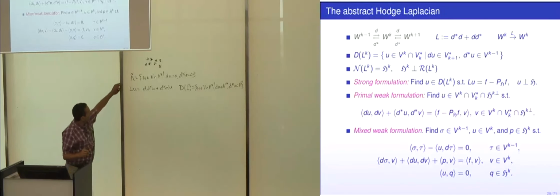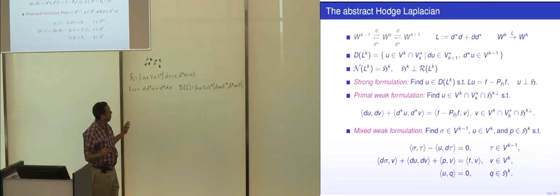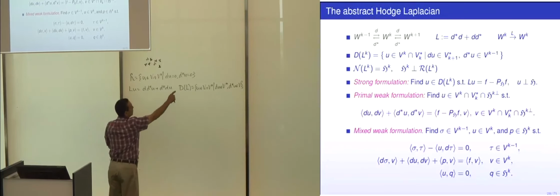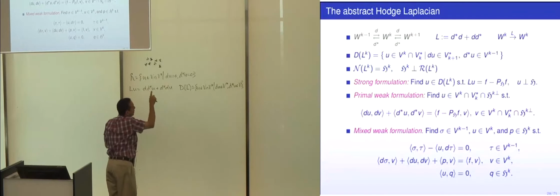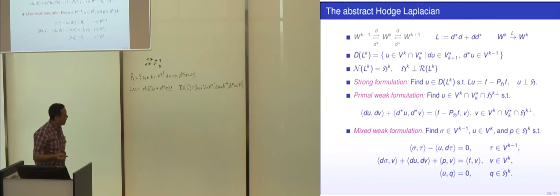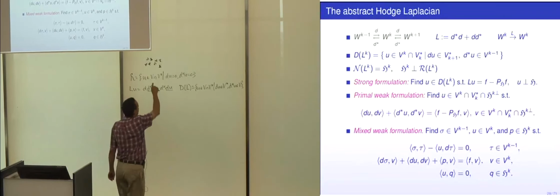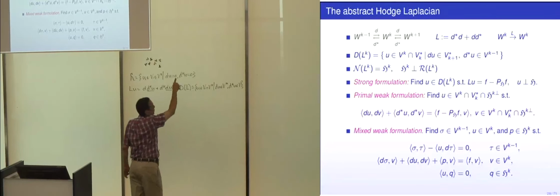So the claim is that if something's in here, it's actually in the domain of the Laplacian, and its Laplacian is 0. Well, its Laplacian being 0 is obvious, because du is 0 and d star u is 0, so if it's in the domain, then we write this down, and those would both be 0. But how do we know that it's in here? How do we know that du is actually in V star? Well, du is 0.